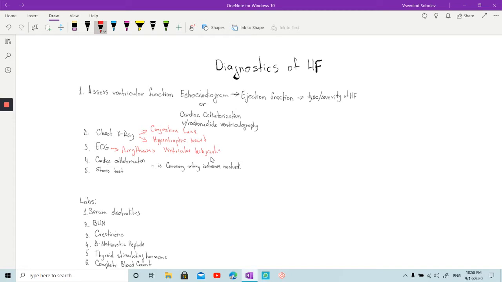We can do the cardiac catheterization, where we'll see the coronary artery and may find some ischemia, which leads to heart failure and can lead to arrhythmias. And stress test.